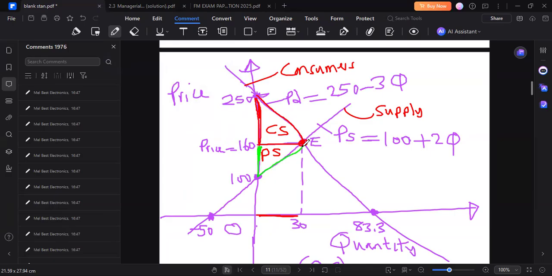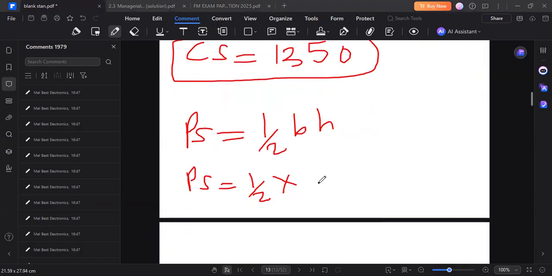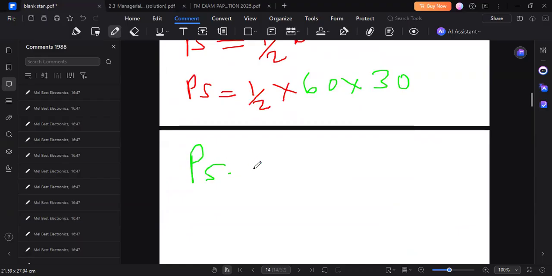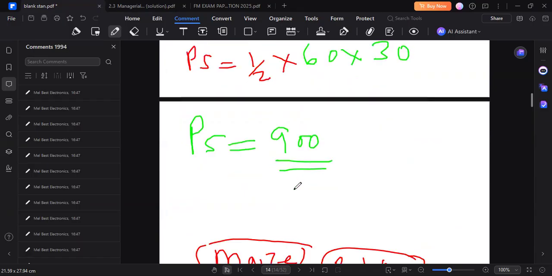So this is our producer surplus. The height is 60 and the base is 30. So from here to here it is 60 and 30. So what are we simply getting now? We are getting one half times 60 times 30. So our producer surplus is actually going to give us 900.